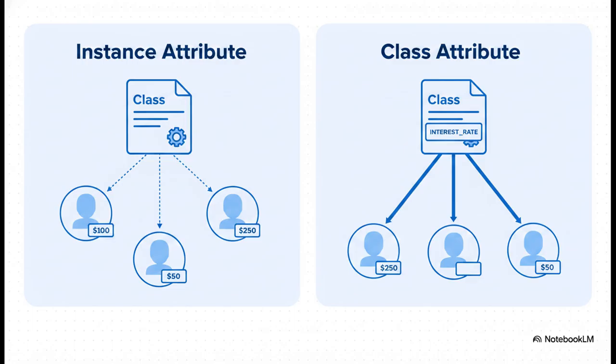Think of it like this. The instance attribute, self._balance, that's like the nameplate on your desk. It's unique to you. But the class attribute, interest_rate, that's like the main address on the front of the building. It's the same for everyone who works there. And that distinction is absolutely crucial.